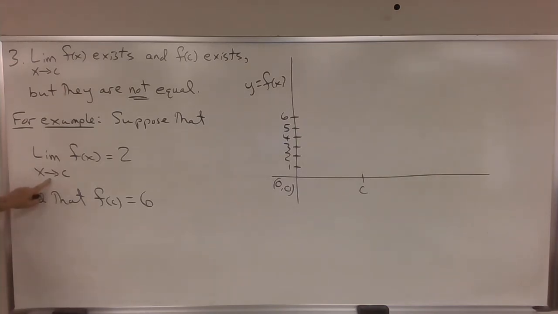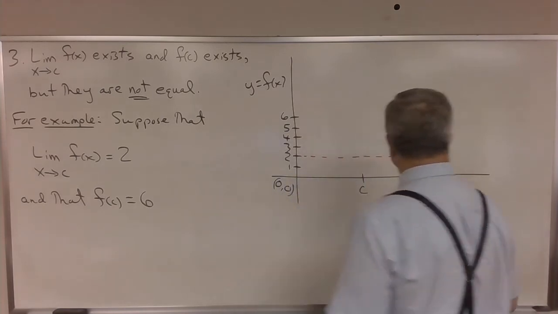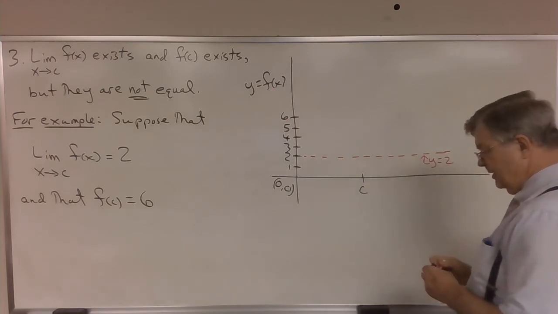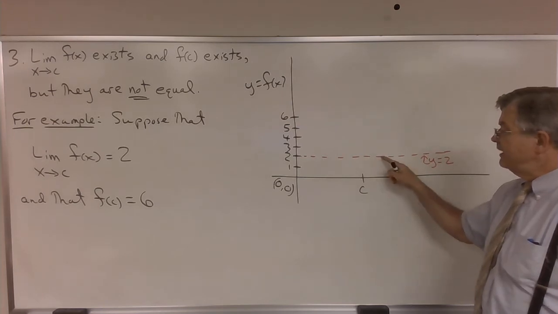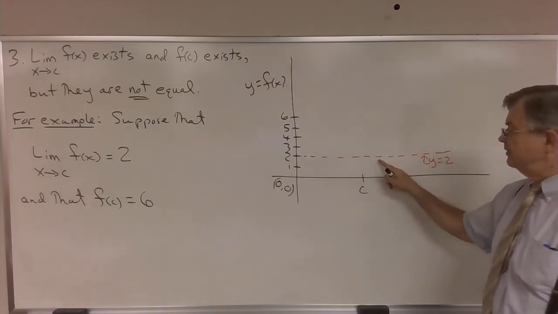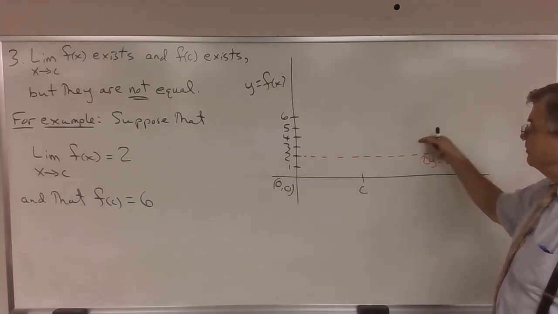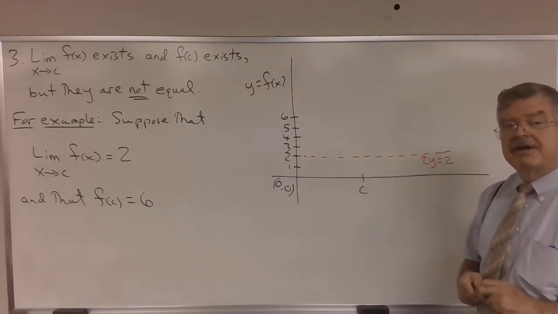This statement says, as x approaches c from either direction, f of x, the y value, is going to get close to 2. So here's the line y equals 2. And as x approaches c from the right, f of x, the y value, is going to get close to 2. So the graph is going to get close to this line. Does the graph approach this line from above, or does it approach from below? It could happen either way.